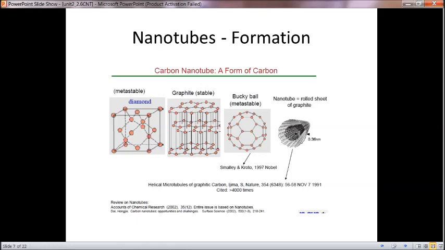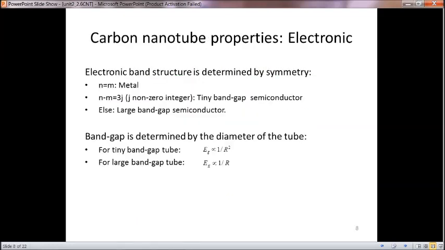The carbon nanotube properties based on the electronic band structure are determined by the symmetry over the rows and columns. Whenever the rows and columns are equal, the carbon nanotube possesses metallic characteristics. Whenever n minus m equals 3 times j, where j is a non-zero integer, it gives a tiny band gap structure, and so it acts as a semiconductor. Otherwise it will be a large band gap semiconductor. Either way it will be a semiconductor only. So whenever n equals m, it is a metal, otherwise it is a semiconductor.